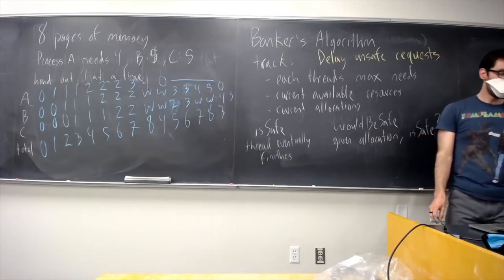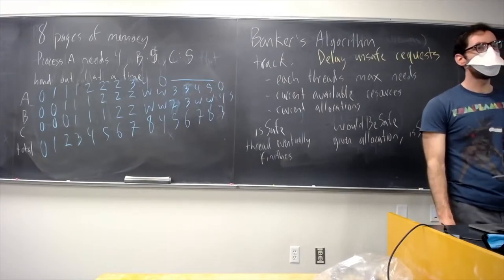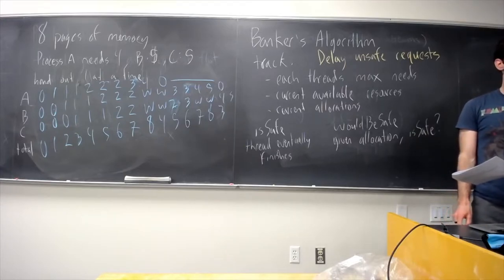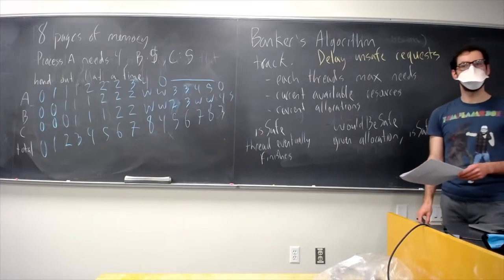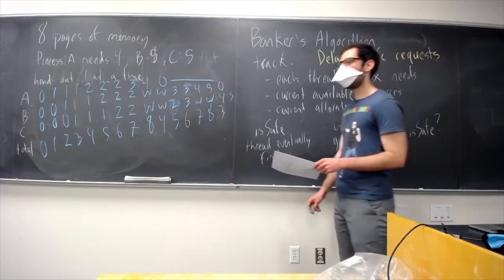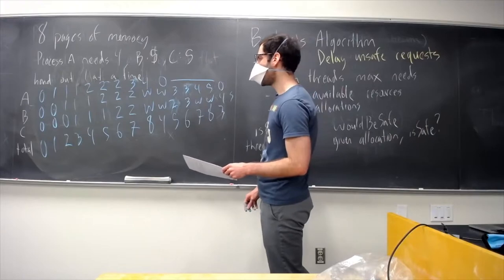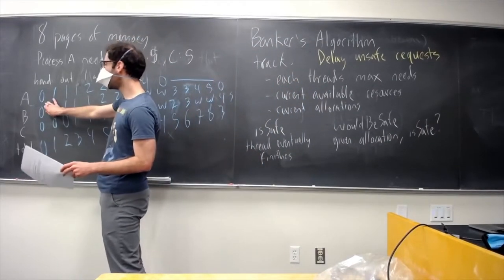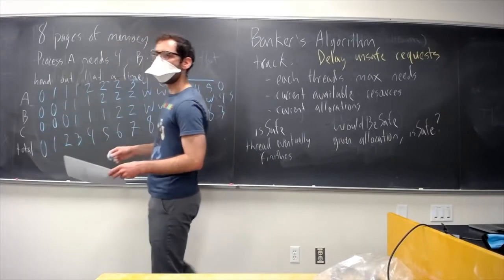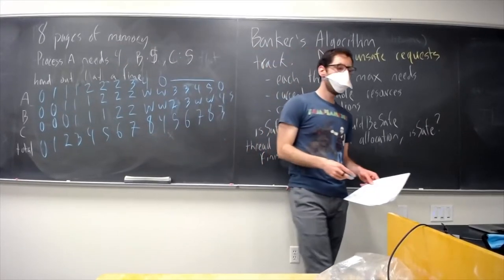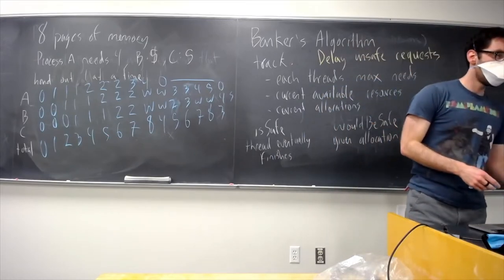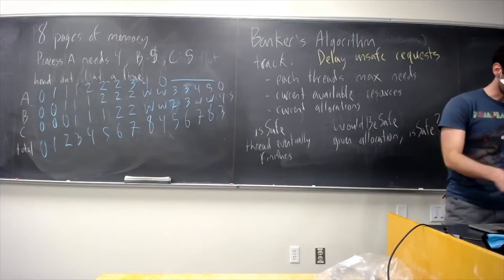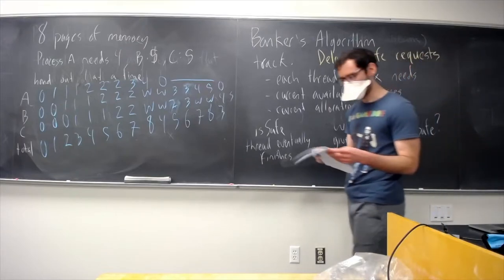Wait, I'm confused why this algorithm, because I feel like this algorithm could still deadlock. Like, if A wants one page, and B and C both want 7, and you give 4 to B and 3 to C, one of them could still make progress, A, and then once A finishes, it's deadlocked still. So, if A only needs 1... Yeah, then B and C both need 7 pages, and you give 4 to B and 3 to C, you're still fine, because they can make progress, right? So, yes, I believe this case is covered.